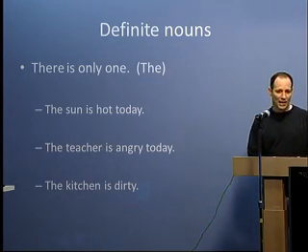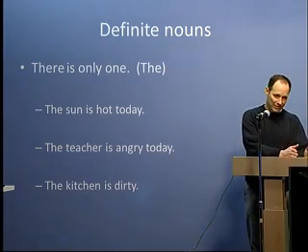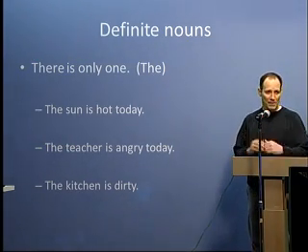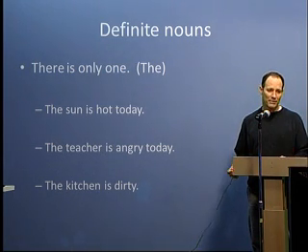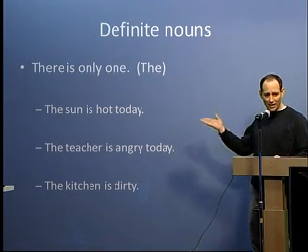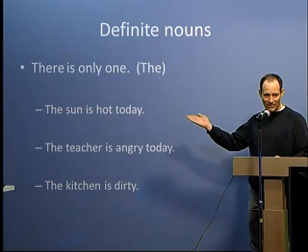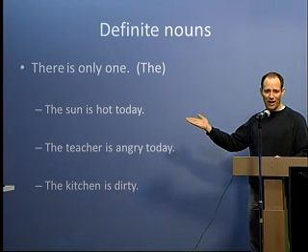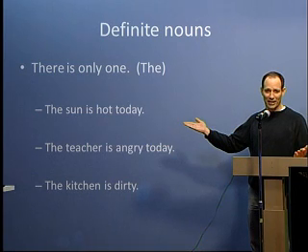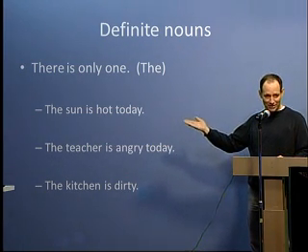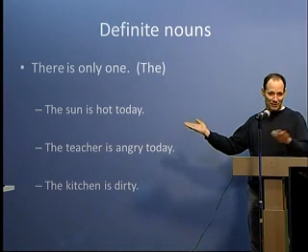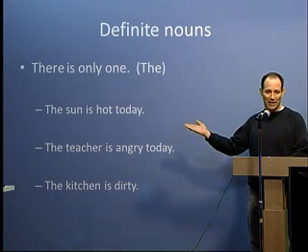Another way that a noun could go from being indefinite to definite is in certain situations where there's only one. For example, the sun is hot today. The sun. We know which sun we're talking about, right? The only sun that we have on earth. So the sun is hot today. We all, both the speaker and the listener, know which sun we're talking about.